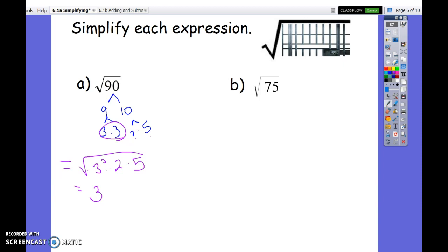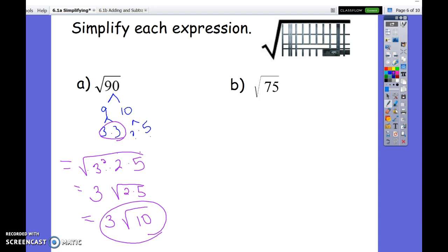The square root of 2, we can't actually do that, okay, because 2 is not a perfect square. There's not a whole number times itself that gives us 2. Same for the square root of 5. There's not a whole number times itself that gives us 5. So those just have to stay under our radical. Okay, so to finish this off, we would have 3 times the square root of 10 as a simplified form of the square root of 90.